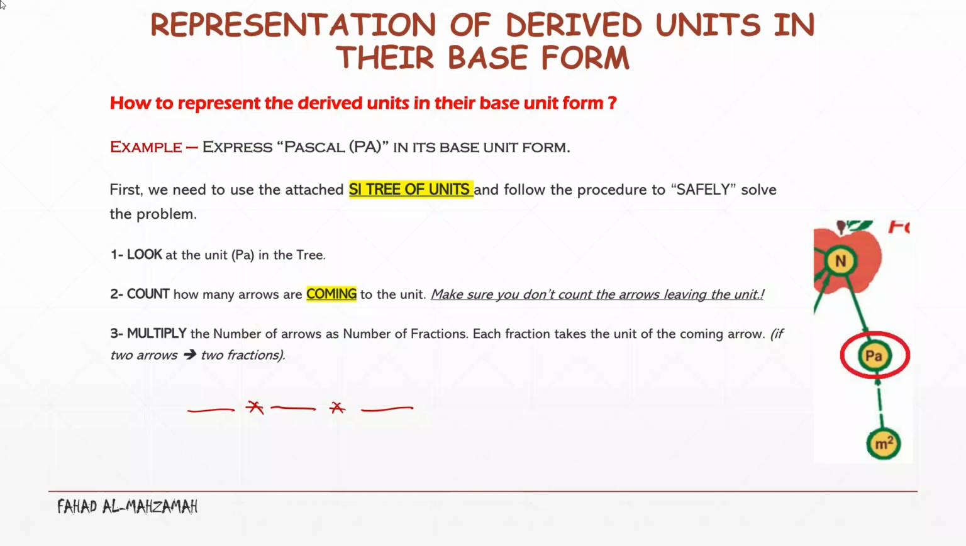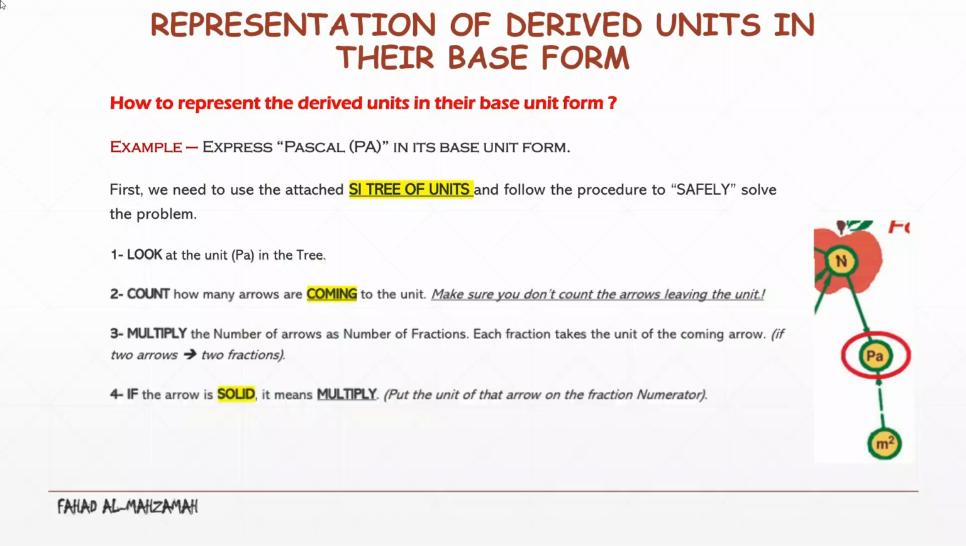So it's easy. Up to now, it is so easy. Each fraction will take the unit of the coming arrow. All of these coming arrows represent some other units that affect the main unit. So each fraction will take the unit of such an arrow. For example, if you have two arrows, the first fraction will take the unit of arrow number 1, and the second fraction will take the unit of arrow number 2.